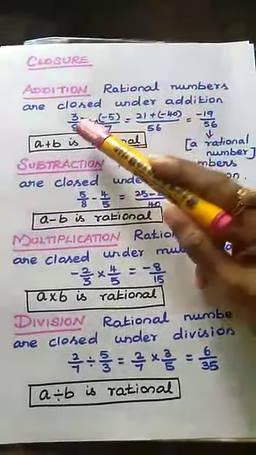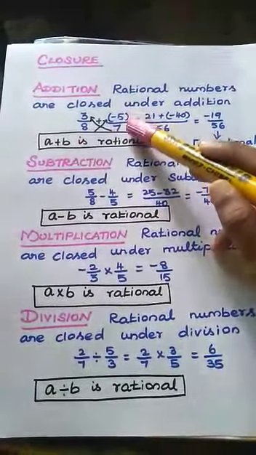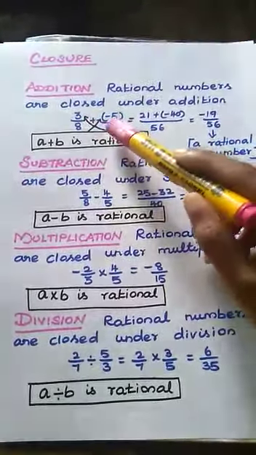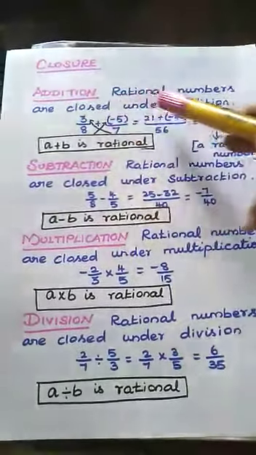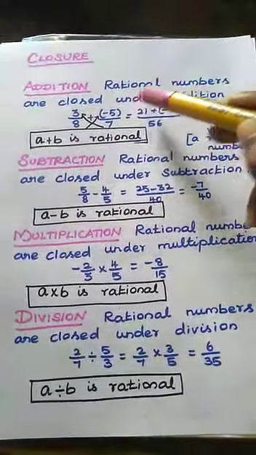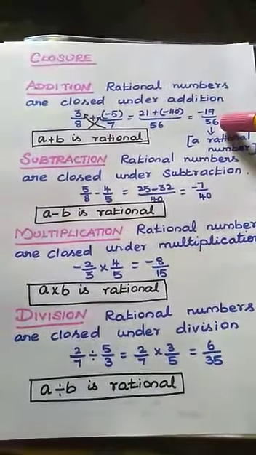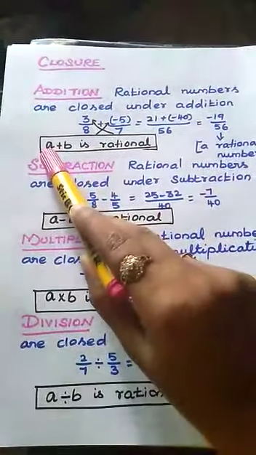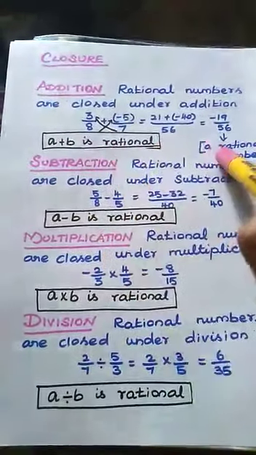Just take any two numbers. 3 by 8 is one rational number, and minus 5 by 7 is another rational number. You just add the values, using the cross multiplication method. 7 3s are 21, 8 into minus 5 is minus 40. 21 minus 40 is minus 19 by 56. It is also a rational number. So a plus b is rational. It means a is a rational number, b is a rational number, and a plus b is also a rational number.